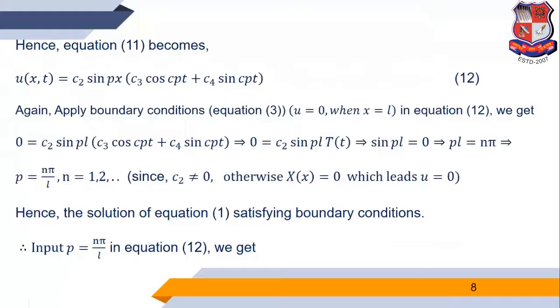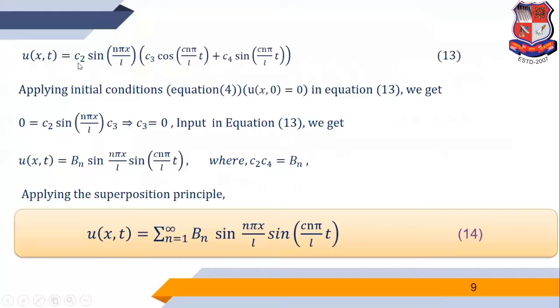Hence, we can say the solution of equation 1 satisfies the boundary condition, which is given as u(x,t) is equal to C2 sin(n pi x by L) [C3 cos(C n pi by L into t) plus C4 sin(C n pi by L into t)], equation number 13, which is again similar to the previous lecture. Now we are applying the initial condition.